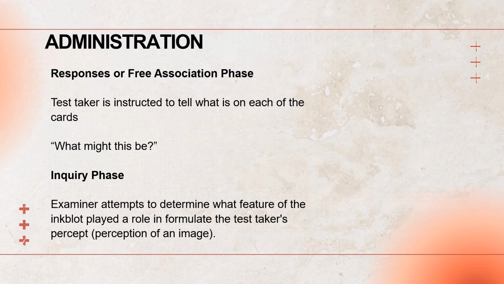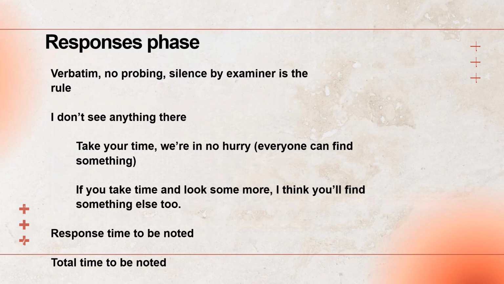So then next is the inquiry phase. The examiner attempts to determine what features of the inkblot played a major role in formulating the test taker's perception of an image. Then comes the response phase. Verbatim, no probing, silence by the examiner is the rule.